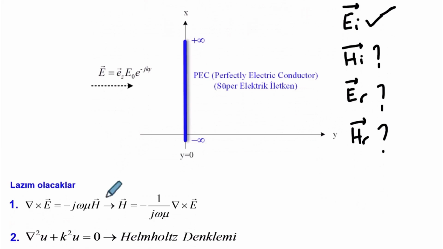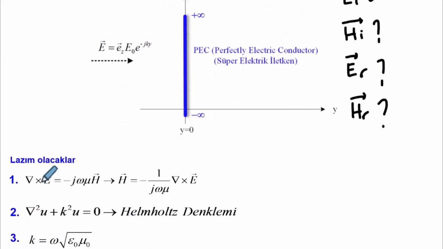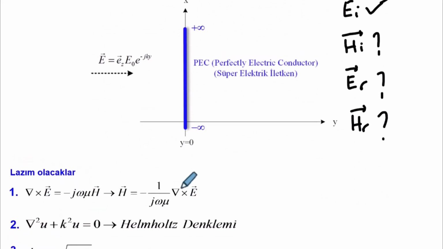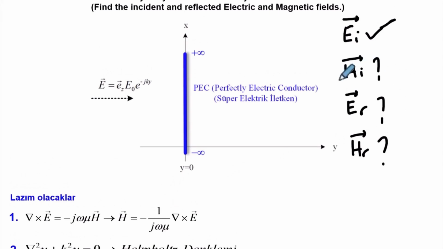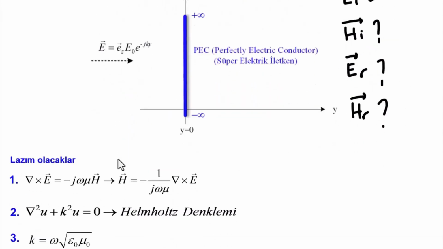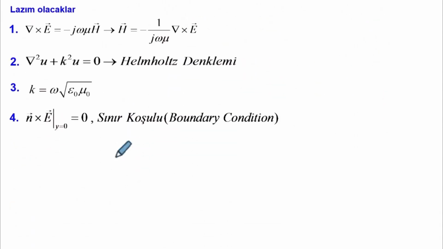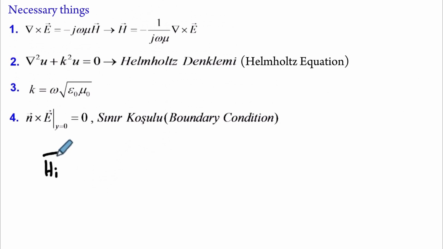We will find it using the cross operation I showed. Let's apply this and try to reach the incoming magnetic field. Now let's start here. My goal is to find H. This is the formula I have for finding H. I didn't write the other one because we will use this. You know, we have the del cross E formula.